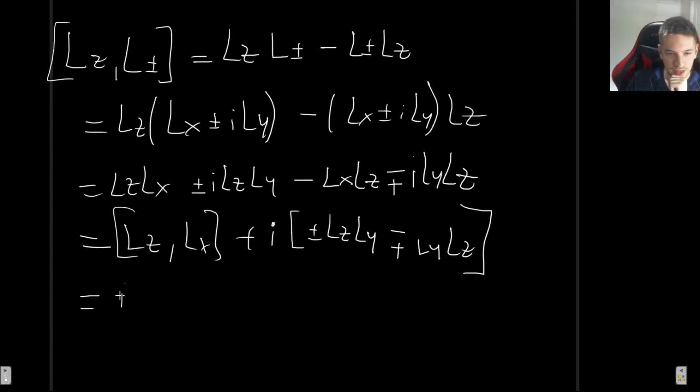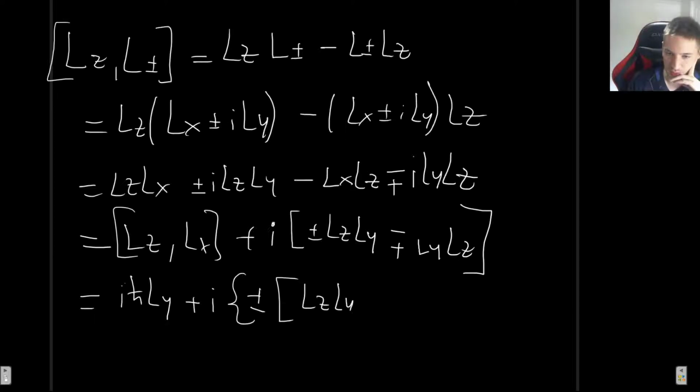First, this right here is just iħLy. Okay, then we have this part right here, so we have plus i. Let us factor out plus or minus from this part. So we get LzLy, and if this is a plus, this is supposed to be a minus. If this is a minus, then this should be a plus. So it will be minus minus, and this would be respected. So in order for us to factor out this plus or minus, we need to replace this by a minus.